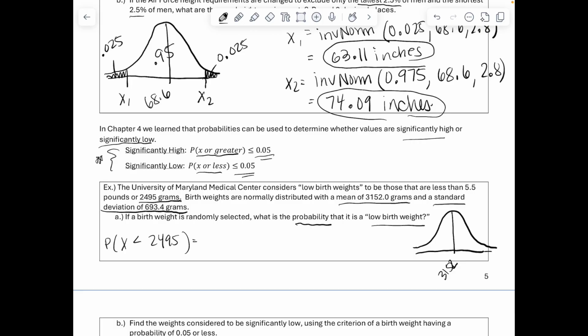And so to calculate our probability, we're going to use normal CDF. And 2,495 is smaller, so I'll put that number on here. Shading to the left since it is less than. And our shading starts at negative infinity, which again we're going to use our negative 1 E99. Shading stops at 2,495. Our mean is 3,152, and our standard deviation is 693.4.